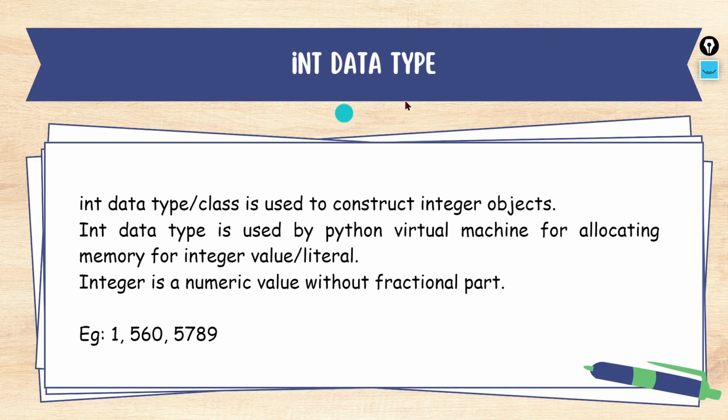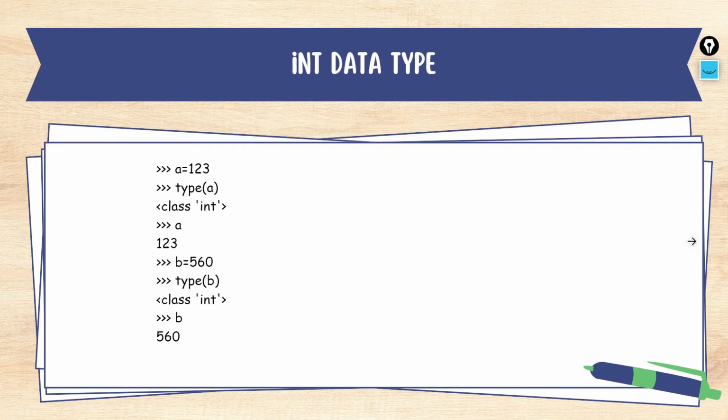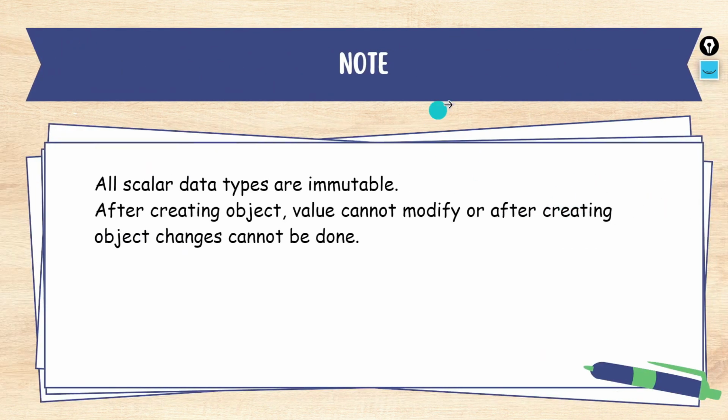Okay, so integer data type we have. Int data type, we discussed this, right? Integer, we already know what is integer. Okay, this we have also discussed. All scalar data types are what? Immutable. Immutable means you cannot change the value, right? After creating the object, the value cannot be modified, or changes cannot be done.